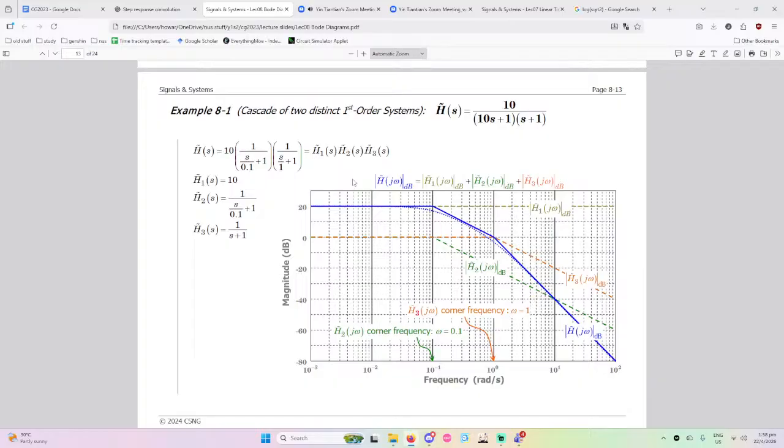Now we look at the third one. For the third one, I will use this color here. H3 tilde(s) is equal to 1 over (s plus 1). We can see that for this one, when the frequency is very low, it's like the DC gain, which is equal to 0 dB. And when the frequency is very high, it's like the integrator, which is 1 divided by s. So in this case, the slope change will happen at omega equal to 1, which is here. So the magnitude response of H3 tilde(s) is represented by this plot here.